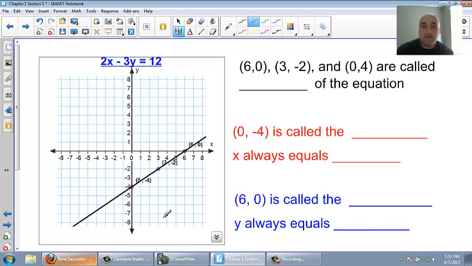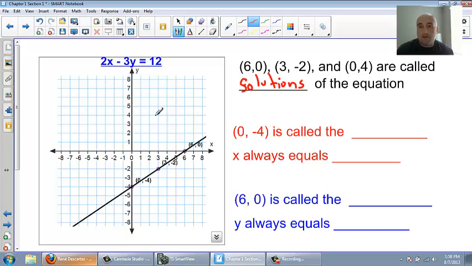All of these points lie on the line, and they are called solutions to the equation. Not only do they lie on the line, but they're solutions to the equation. If I plugged each of these 3 points back into my original equation, you would see that both the left and the right side would say 12, which means that they are solutions.